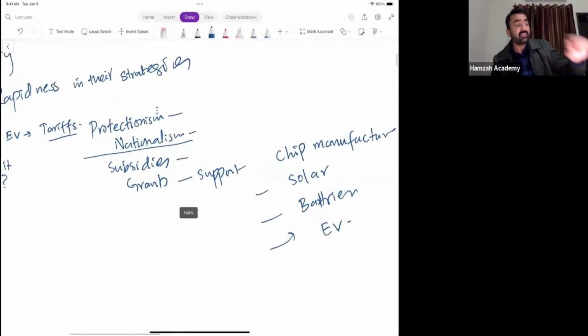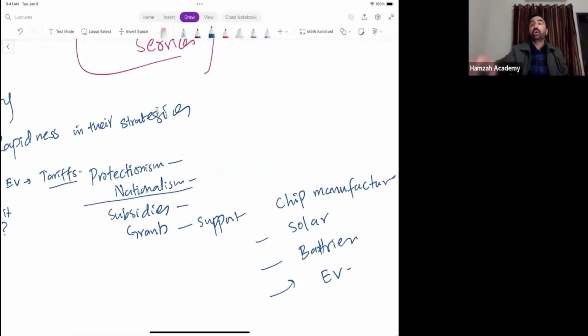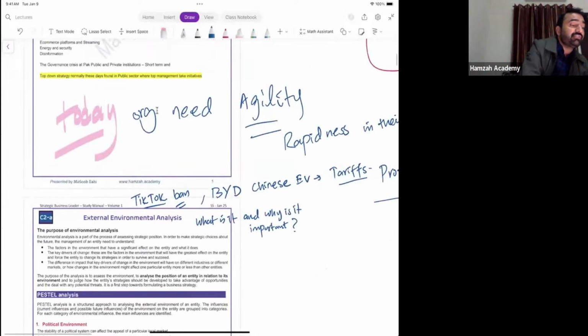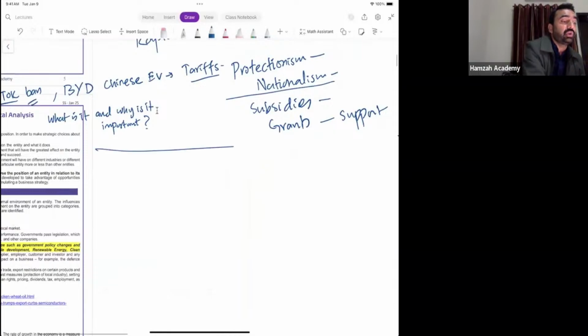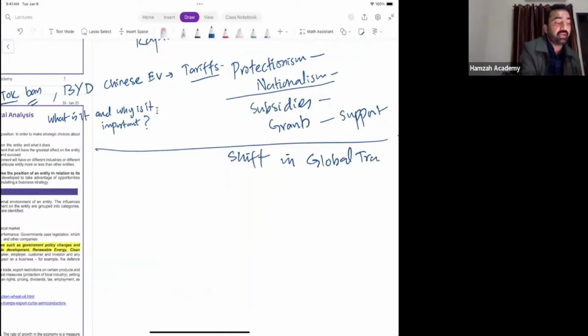So on the one side, the governments are protecting their local industries, they are putting tariffs, they are making it difficult to import certain products, but on the other side they are supporting their local industries and local companies. So we are seeing a very interesting shift in global trade. Those companies, especially which are engaged in import export, are getting affected more.